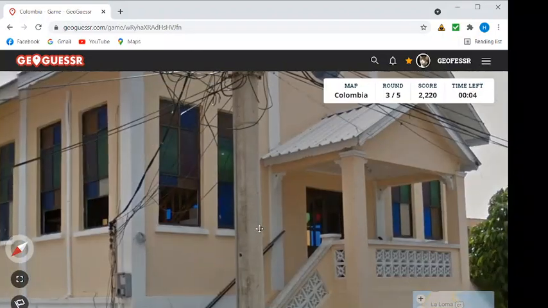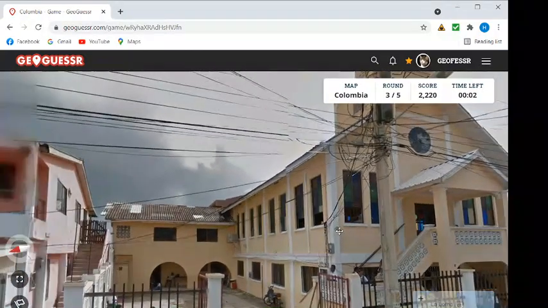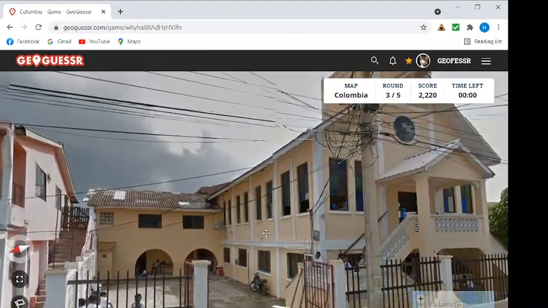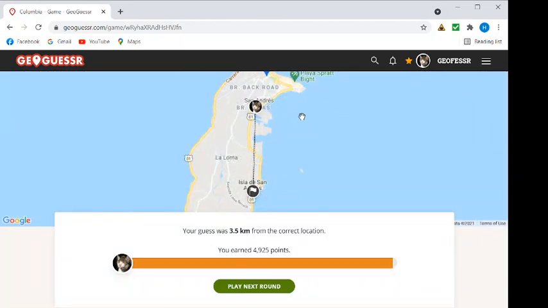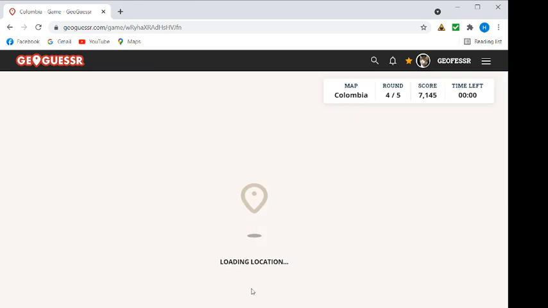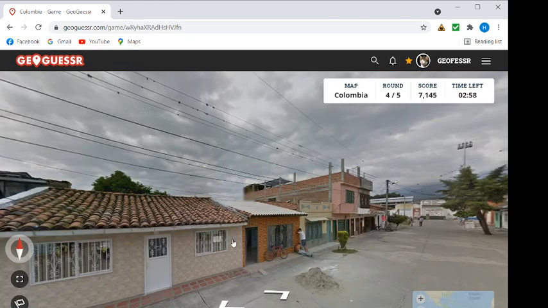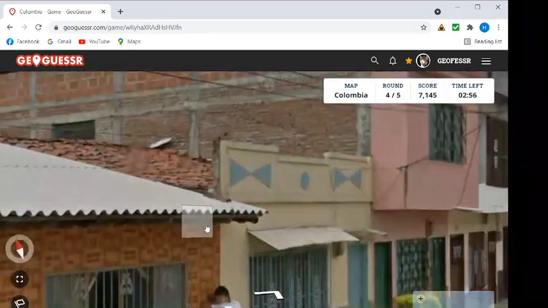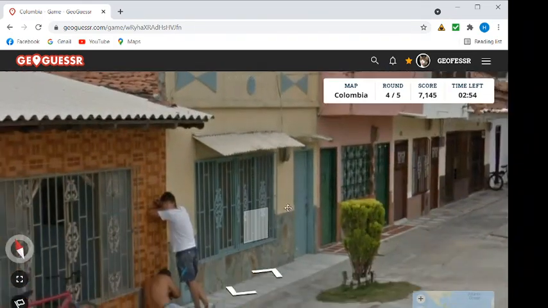Okay, so there's the church. Also, you'll notice this is a Protestant church. It does not look Catholic. Yeah, and so it was on the island of San Andres. We were 3.5 kilometers off. Okay, and so we've gotten that twice in two games. Okay, so it's a common result.